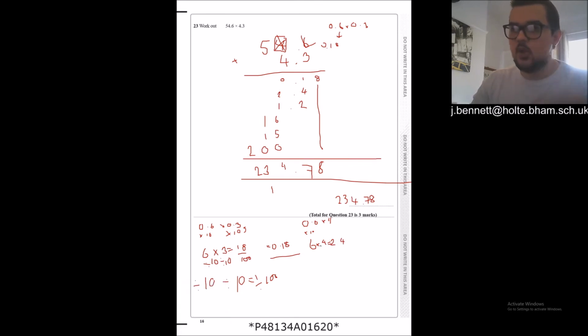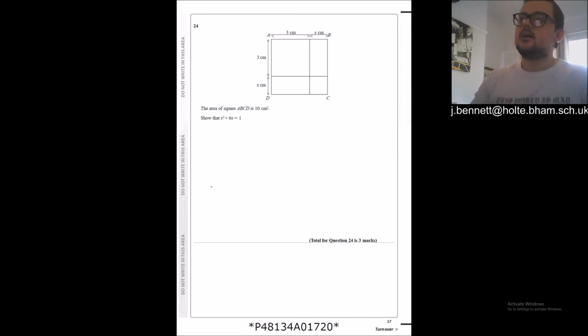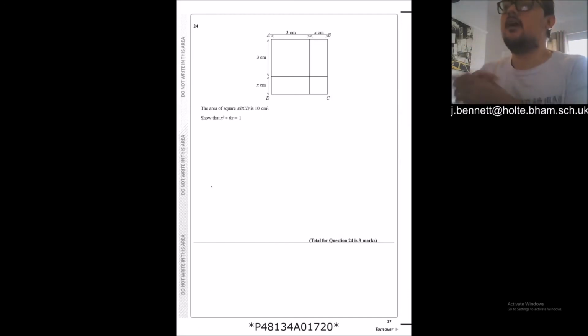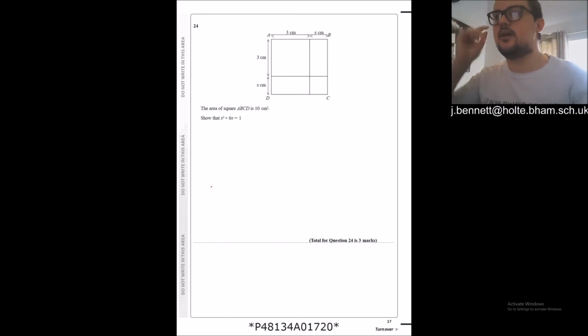But to get from 6 to 0.6, we divide by 10. We divide that by 10. We get 2.4. Okay, let's go on to the next question. Show that the area. Ooh, I like this question. Okay, so the area of square ABCD now is 10 centimeters squared.